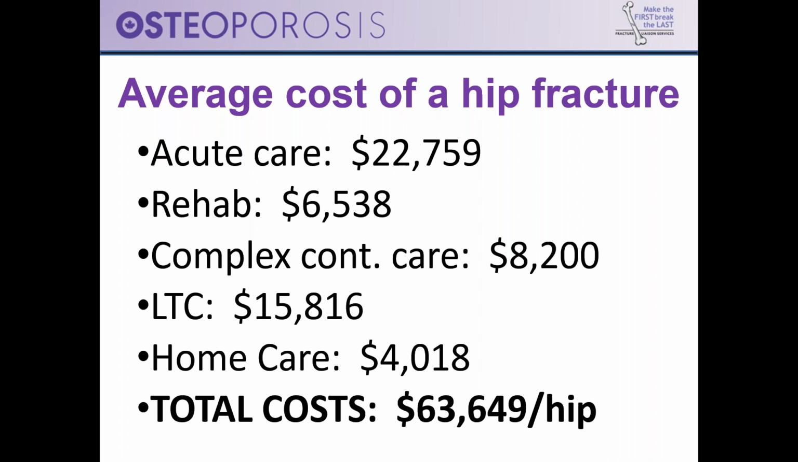I've listed here some of the average costs for hip fracture, and of course I haven't included all of the components of care here, but the total cost for that broken hip on average in Canada is $63,000 in the first year after the broken hip. It's a huge cost burden to the healthcare system. So imagine how much we could save the system if we could just prevent acute broken hips.